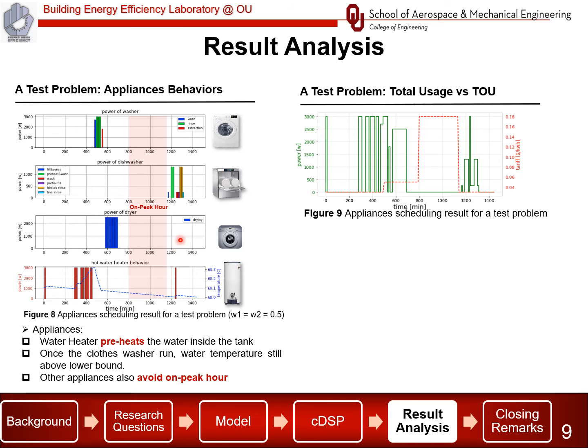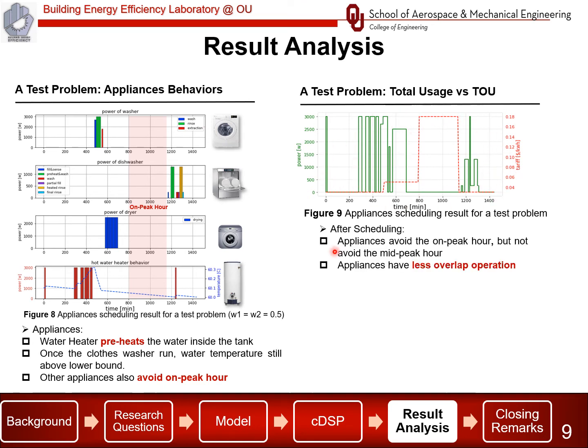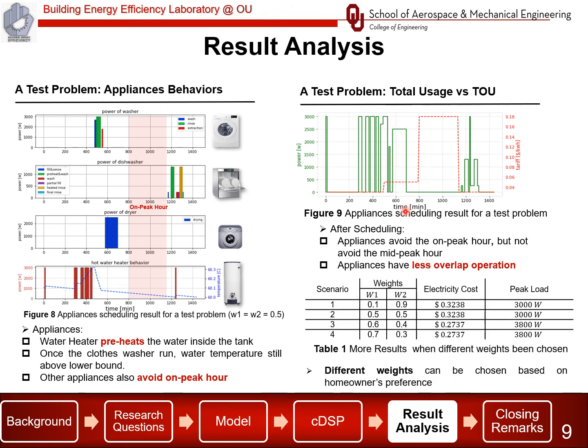Other appliances here, like the dishwasher and the dryer, will also avoid the on-peak hours. On this side, this is the total power usage versus the time of use. We can conclude that the appliances avoid the on-peak hour, but they will not avoid the middle peak hour because appliances want to have less overlapping operation to maintain the power at a certain level, so that it will not have a high peak load.